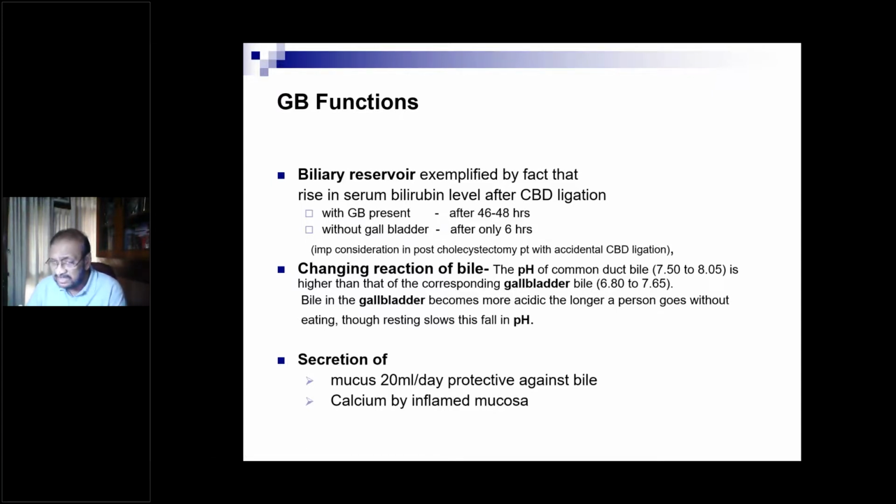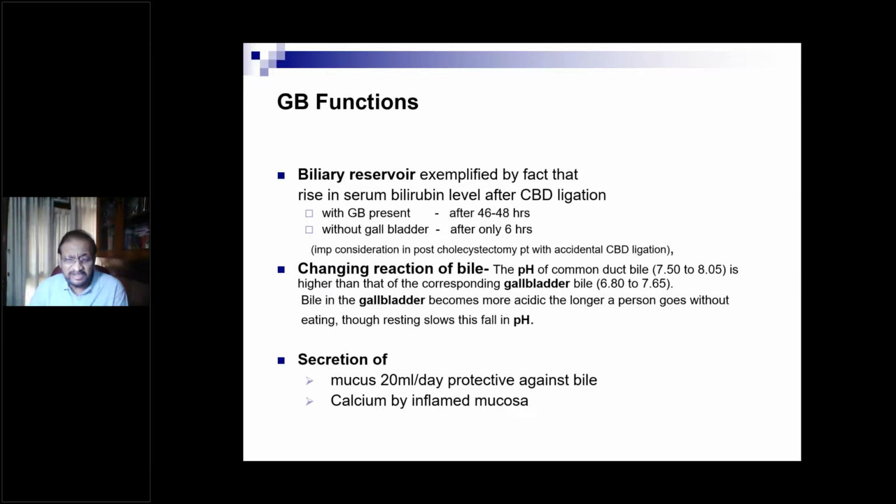So this is a practical point that should be kept in mind. After cholecystectomy, if there's been any damage of the CBD or accidental ligation of the CBD, your bilirubin starts rising within 6 hours. Whereas a patient who's got a gallbladder in and the CBD is ligated, there the bilirubin will only rise after 48 hours. That's an important consideration. Is that clear? Number two, changing reaction of bile. I already told you that it becomes slightly acidic.